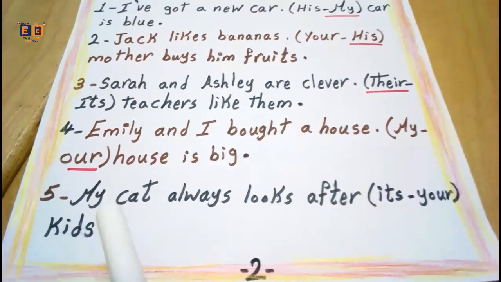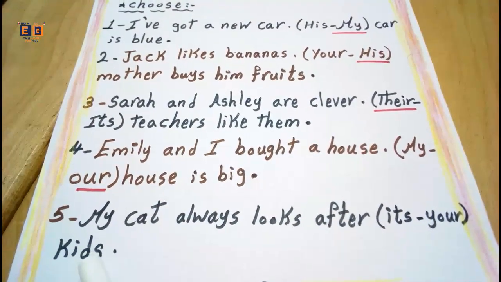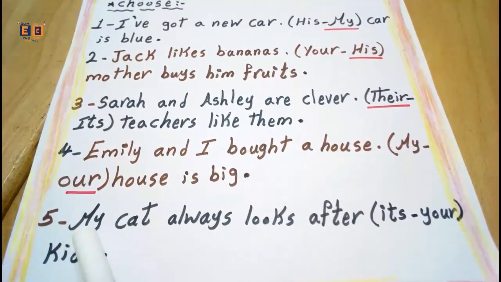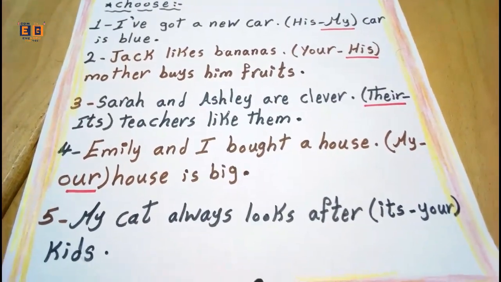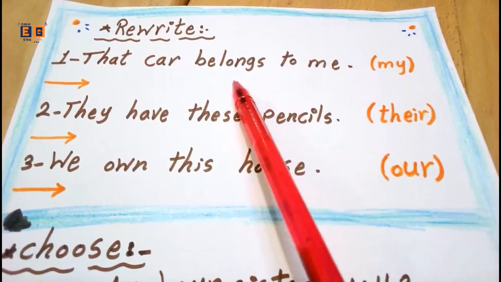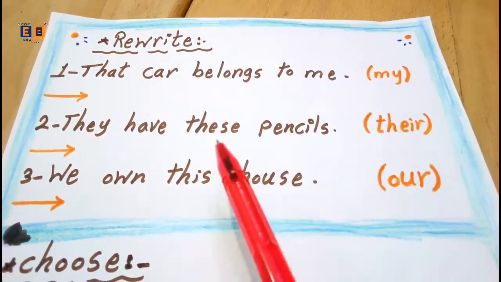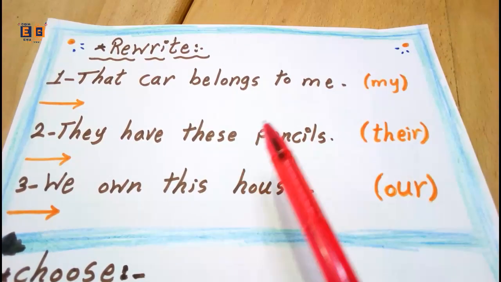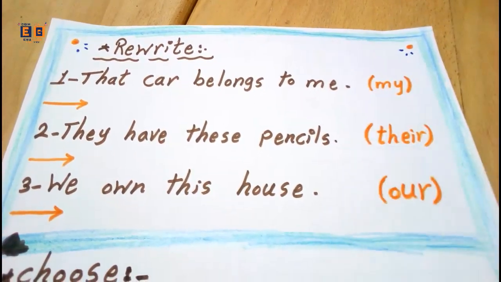Number 5. My cat always looks after its or your kids. We are talking here about a subject which is a singular animal, so it will be its kids. To answer such questions, we always find a word that represents ownership in the sentence, which must be removed and replaced with the possessive adjective which is between the brackets.